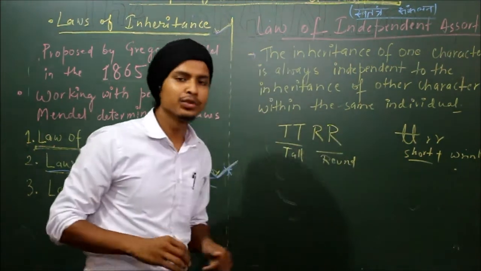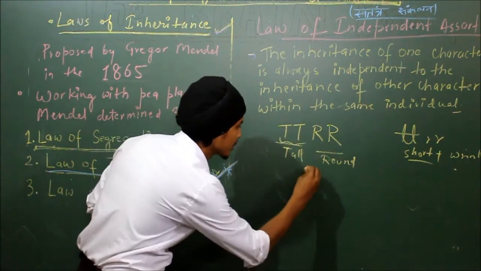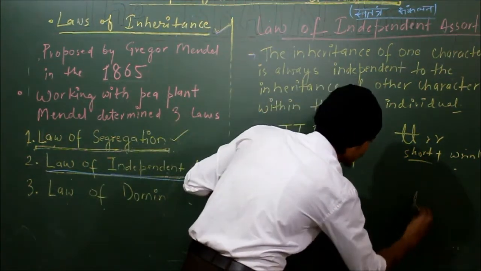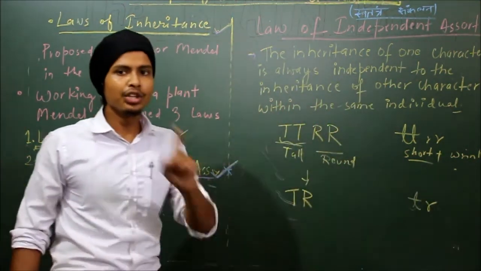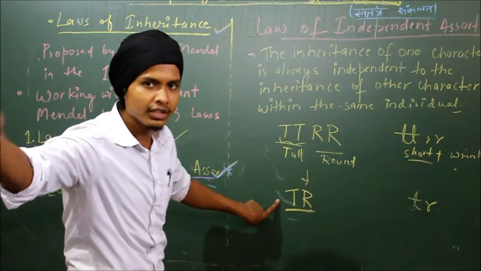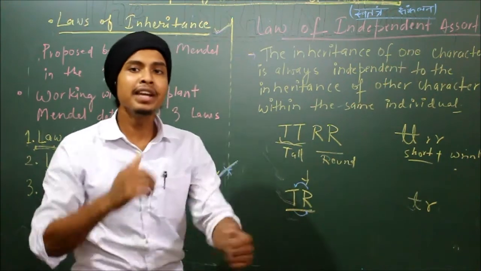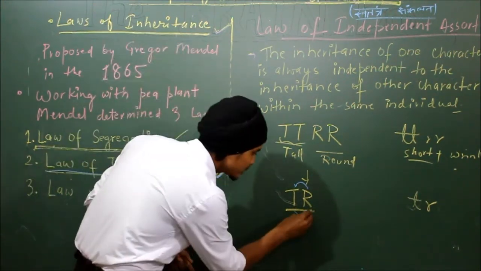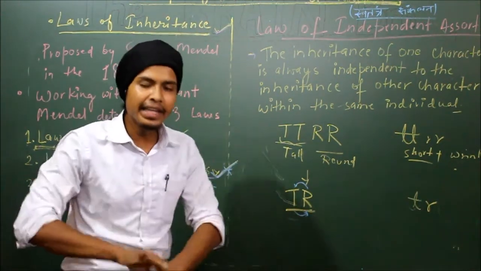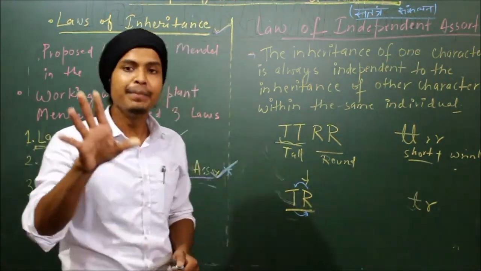And this is tall and round seeded, that is, the seeds will be round. Whenever the gametes are formed, one gamete formed is capital T and capital R, and here the gametes formed are small t and small r. Now here you can see that these two different alleles from different genes do not interact with one another, or I would say contaminate one another or mask one another's characters, so they independently express themselves without contamination. This is called the law of independent assortment.